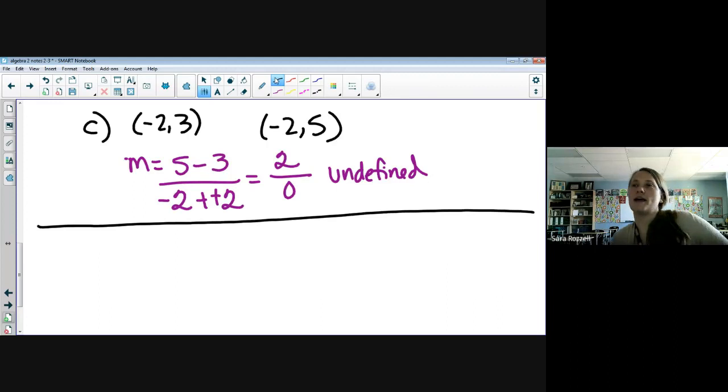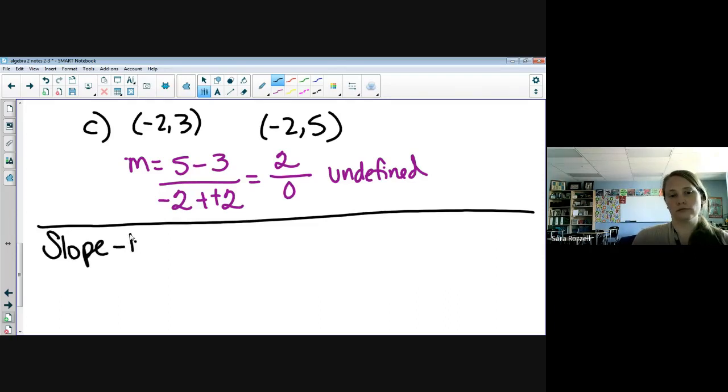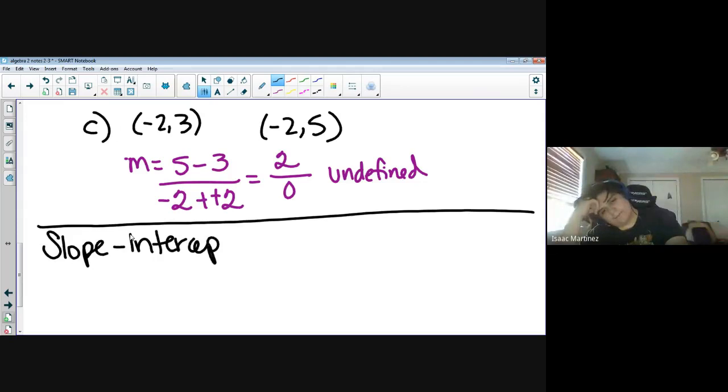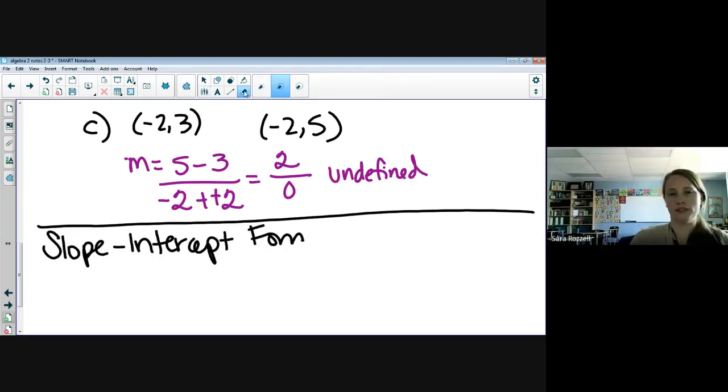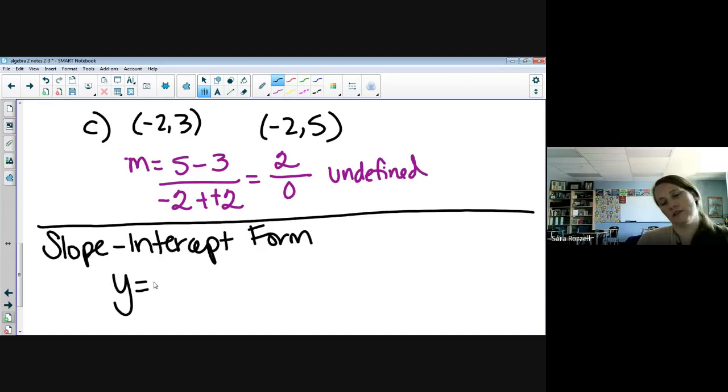Does somebody want to be brave and tell me slope-intercept form? Do you remember it? Remember it, but I don't know how to do it. X plus B. Y equals mx plus b. Yes. Good job. So slope-intercept form is y equals mx plus b.